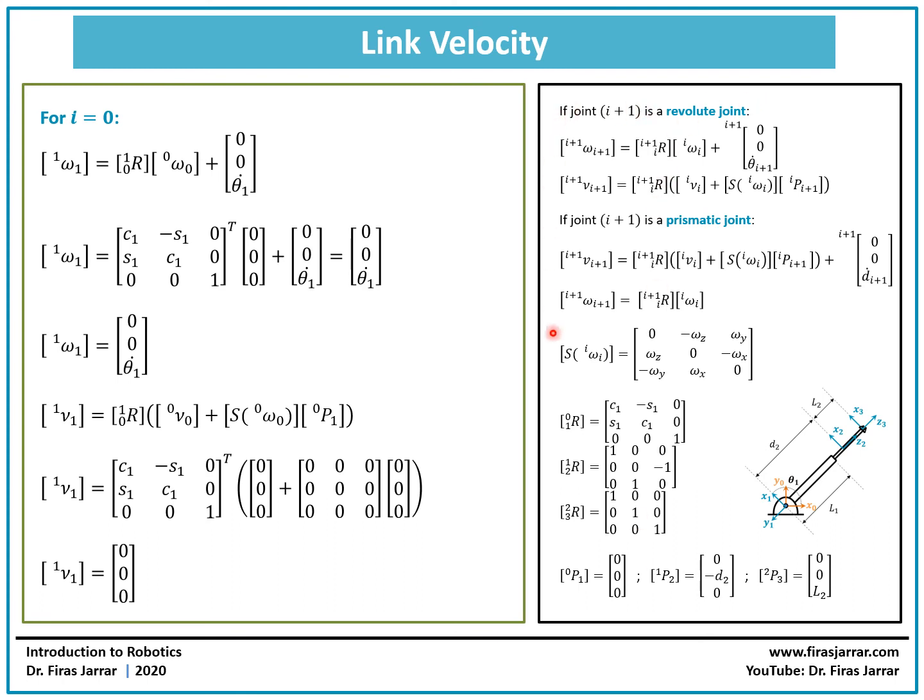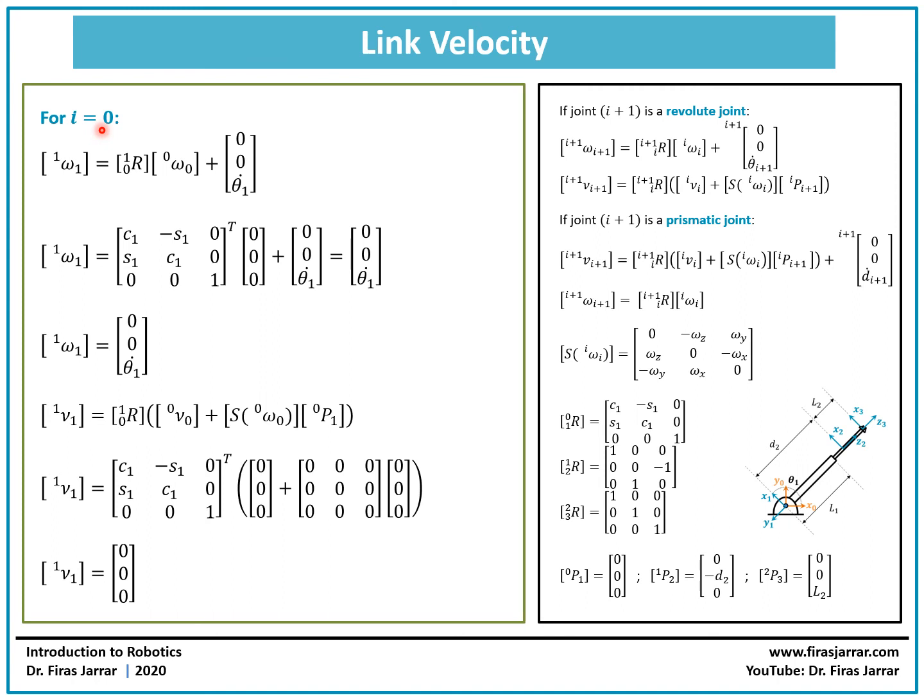We're going to divide the slide into a number of boxes. In the black box here we have the formulas: two equations for a revolute joint, two equations for a prismatic joint, the skew symmetric matrix, the rotation matrices, and the positions. And we'll have this in all of the coming slides. And here in the green box we will have the calculations as we proceed from i equal to 0.